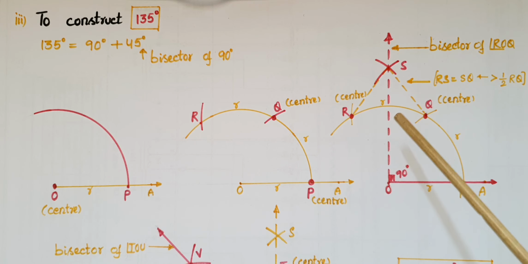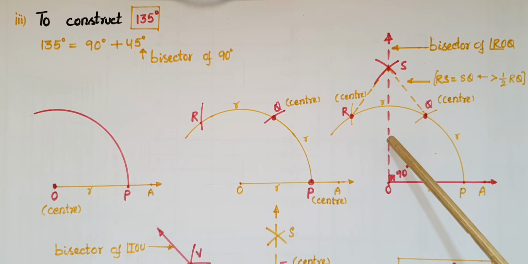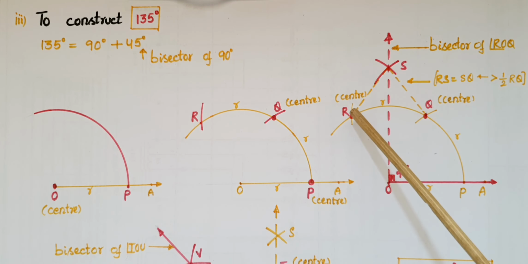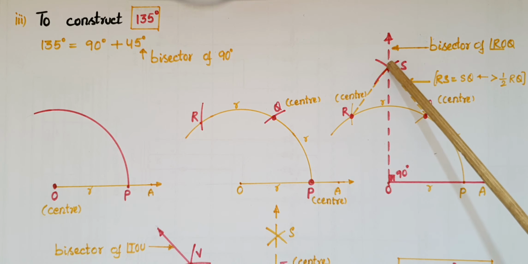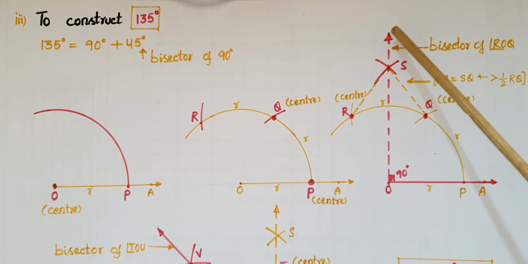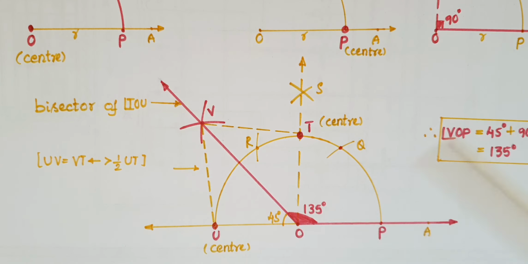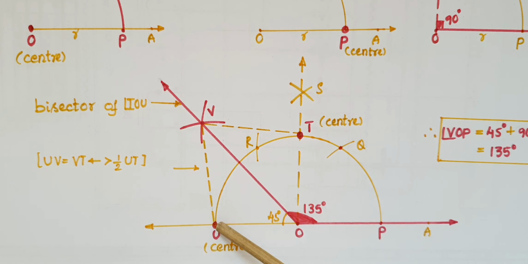Then you have to bisect this angle ROQ. So draw a bisector for this angle. For that you have to take R and Q as centers with a radius which is more than half of RQ and draw two arcs. Then the intersection point here is S. Then join O and S, then extend this line. Then you will get a 90 degrees angle here. Now extend this line on the left side and extend this arc. Then you will get an intersection point U. This is 90 degrees and this is a straight line, so this angle is also 90 degrees.